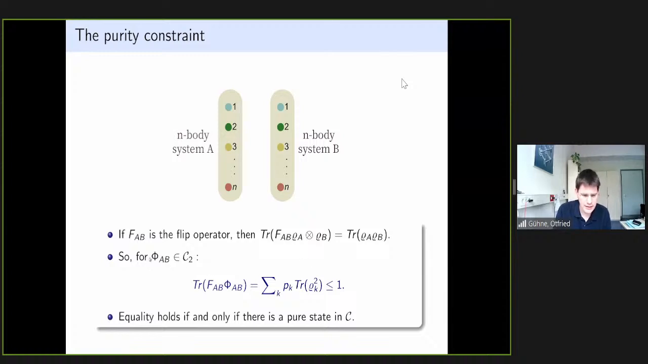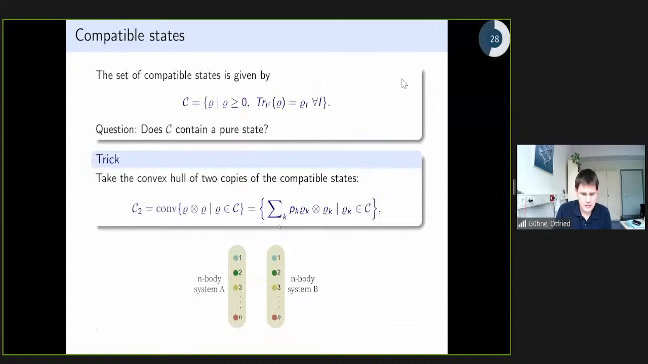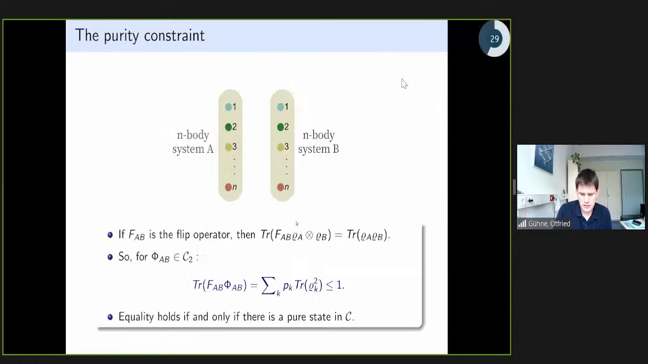If I now take a state out of my two-copy space and take the trace with the flip operator of this state, let's just go up. This two-copy space was given by these states. Now I take the flip operator, I can put it into the sum, and then because of this rule, I get just trace rho_k squared. And this is smaller than one, because these things are smaller than one, the sum of p_k is a probability, which is always smaller or equal to one.